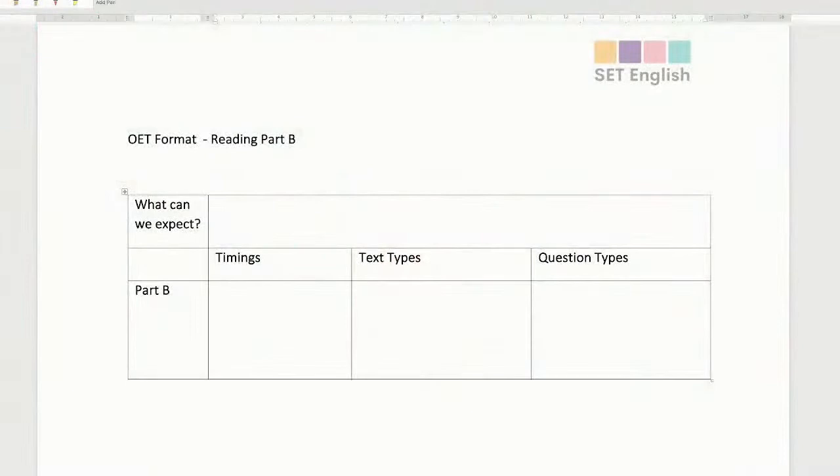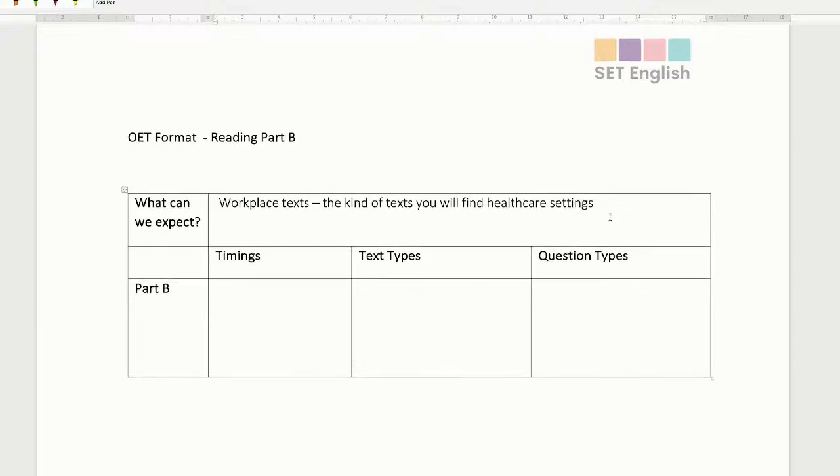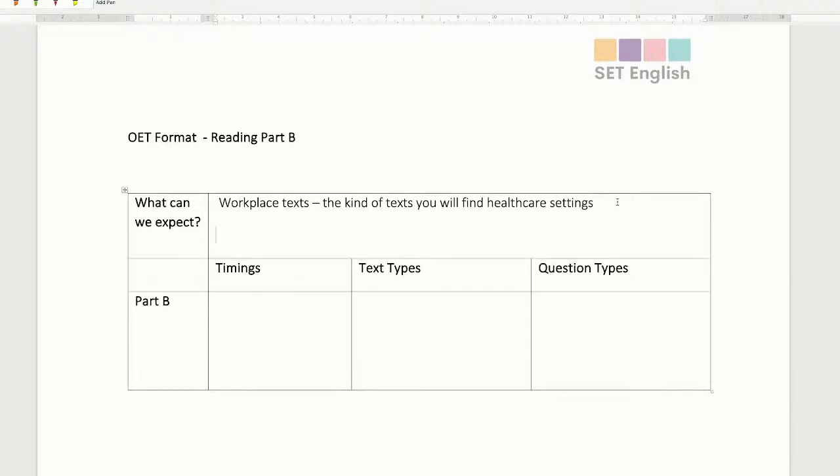What can we expect? Well, we can expect workplace texts, the kind of texts you will find in healthcare workplaces, in healthcare settings. There can be lots of different aspects to it, but generally, it's all about things like gist or specific aspects of the text. So you'll be asked things like, what's the purpose of this text? Or it will be, what does it say about this?